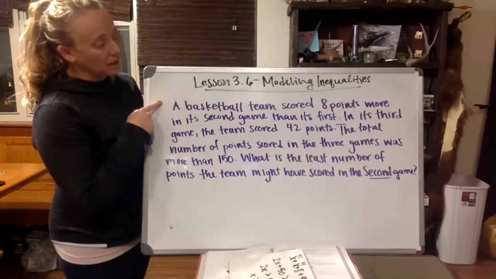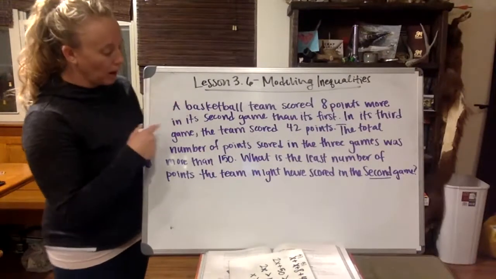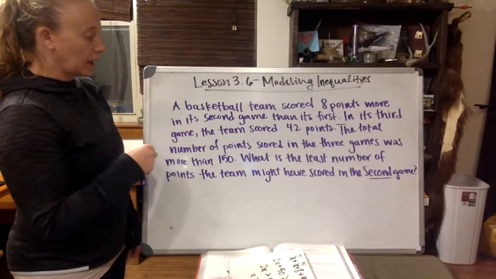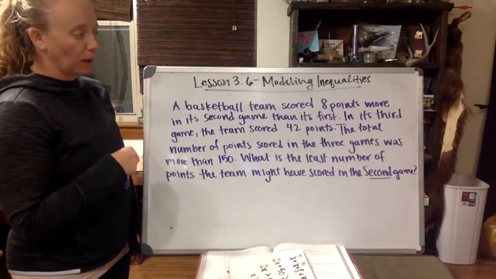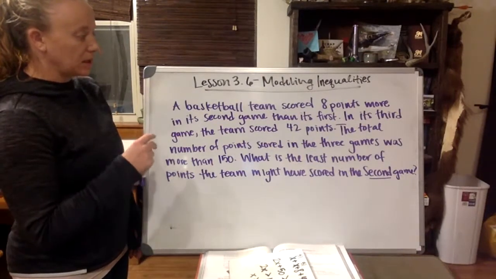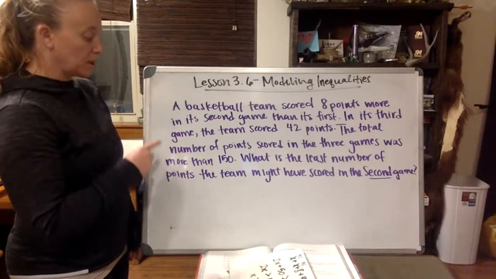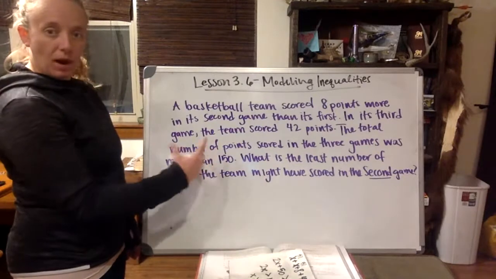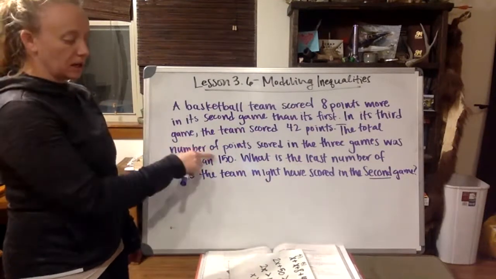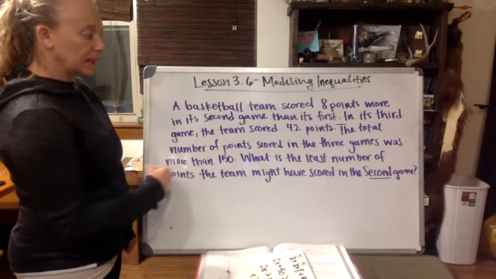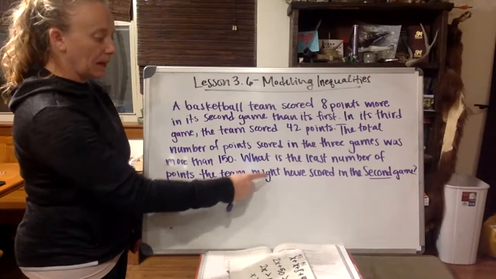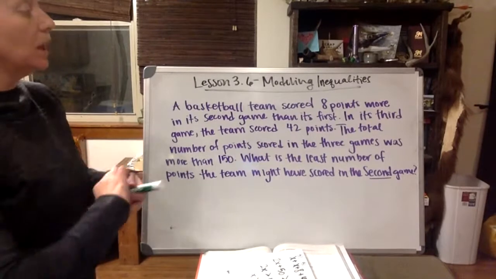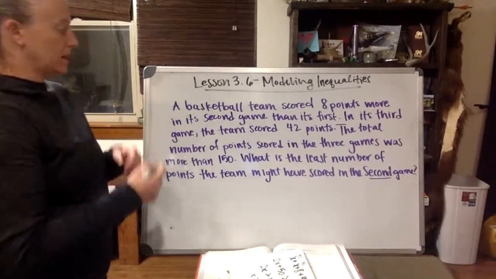So a basketball team scored 8 points more in its second game than its first. In its third game, the team scored 42 points. The total number of points scored in the 3 games was more than 150. So our Pac-Man is going to be eating our points and not this 150. What is the least number of points the team might have scored in the second game? So let's put a little work into this.